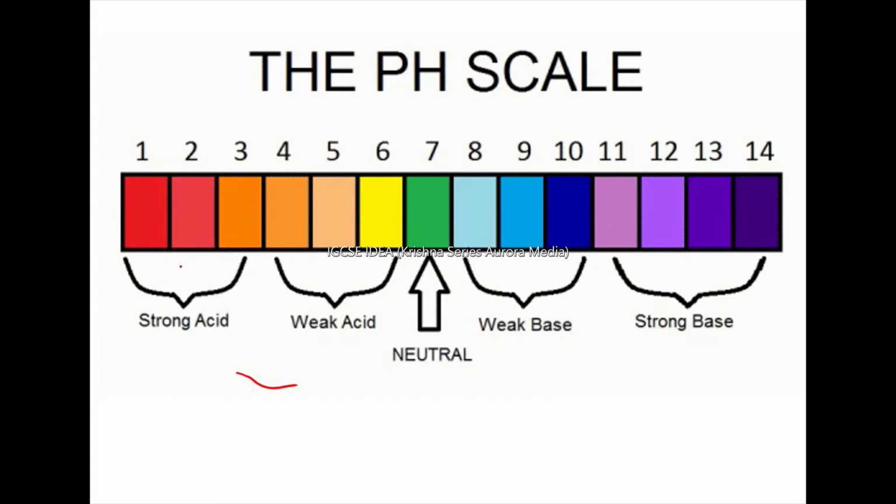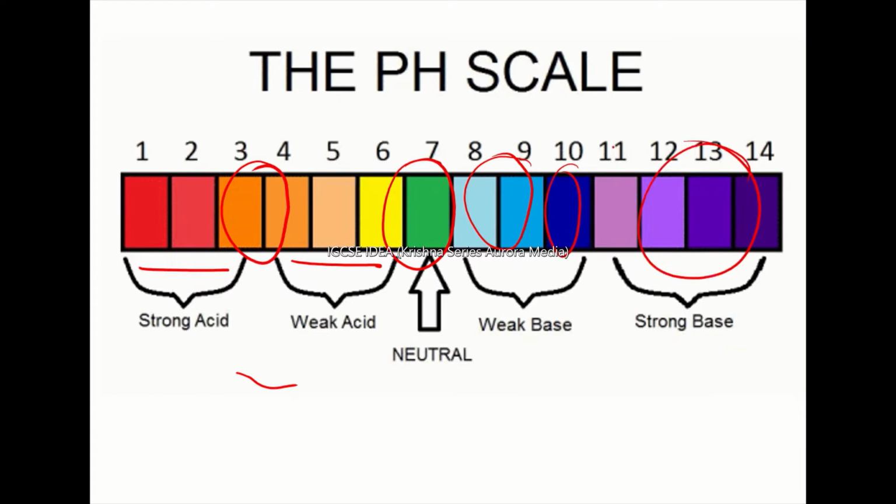As you can see, as you already saw, a strong acid is red, a weak acid is yellow, and a normal acid is orange, and a neutral substance is green. A weak base is light blue. A normal base is blue, and a strong base is dark blue.